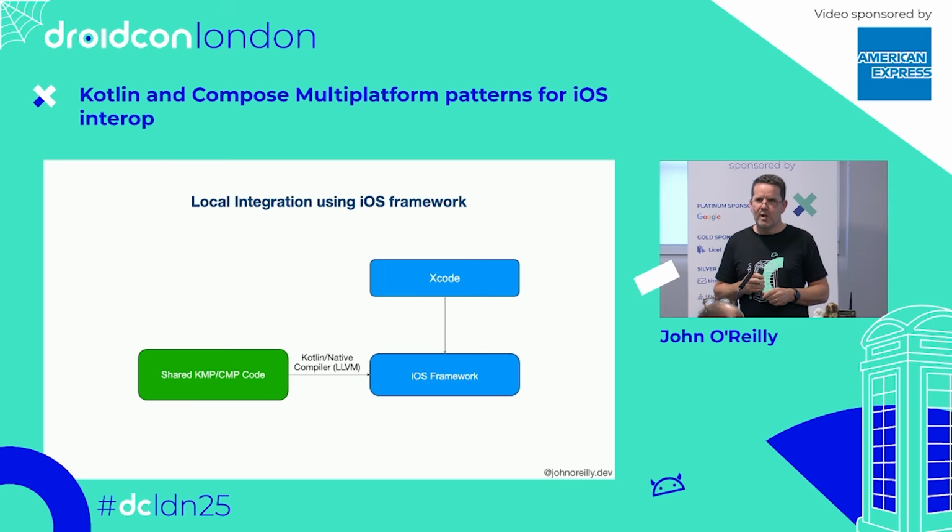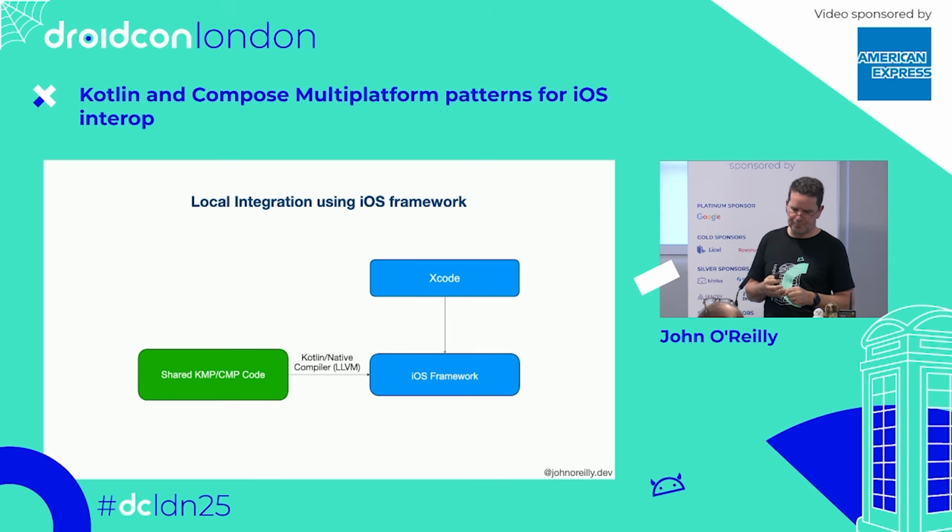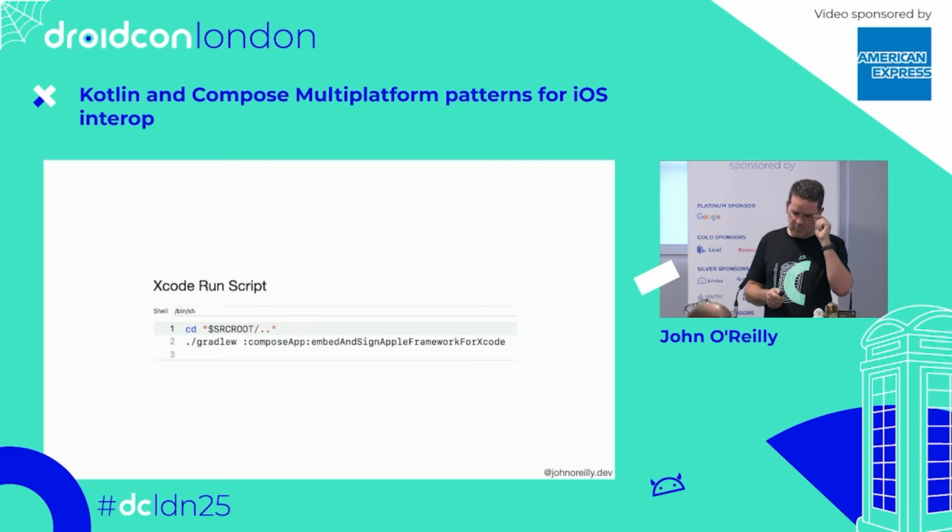So there's typically two main approaches used for building and consumption of KMP shared code. The first one here is usually based on a single repository containing both the shared and the client code. In this case, we build the iOS framework directly and consume it within the Xcode project. And the building of the shared code as an iOS framework is triggered through an Xcode run script like this, using KMP's embed and sign app framework for Xcode Gradle task.